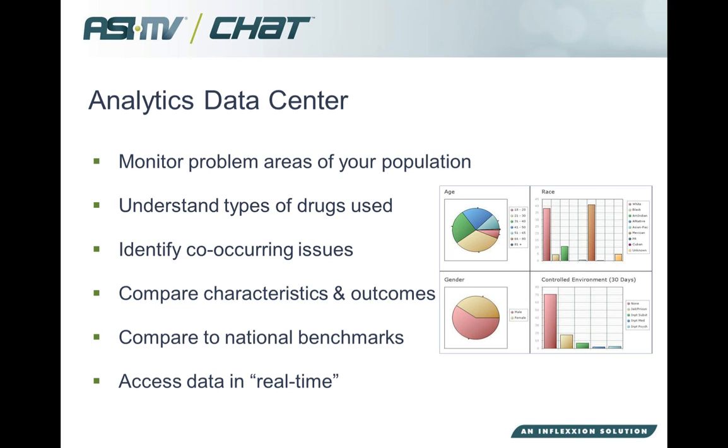You can look at types of drugs used and how they change over time, or how they're different in different parts of your system. You can identify co-occurring issues, such as serious depression and those reporting high drug severity. You can look at characteristics and outcomes of the population by measuring change in composite scores in the alcohol and drug domains. You could compare to national benchmarks, which is customers of ours that have used the ASI MV in over 1,000 sites around the country.